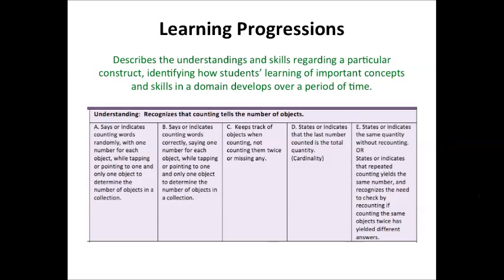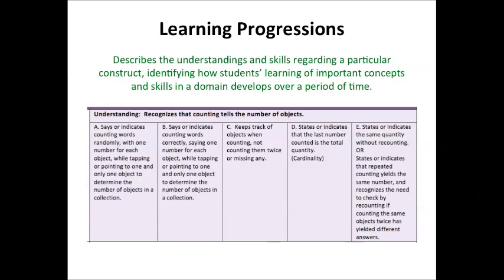So it might look something like this. This is an example of a learning progression, which includes an understanding, which identifies the major concepts within a particular construct. And then the skills. Those skills identify those competencies within that particular understanding, and like I said, range from simple to more complex levels.